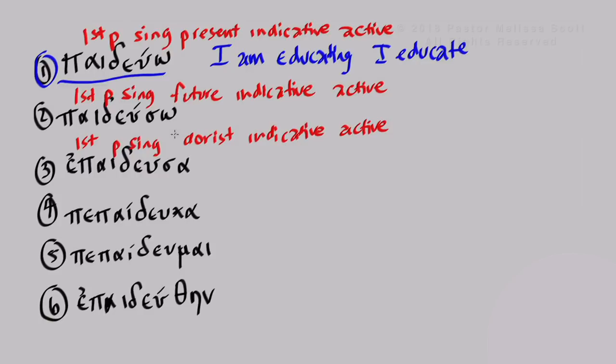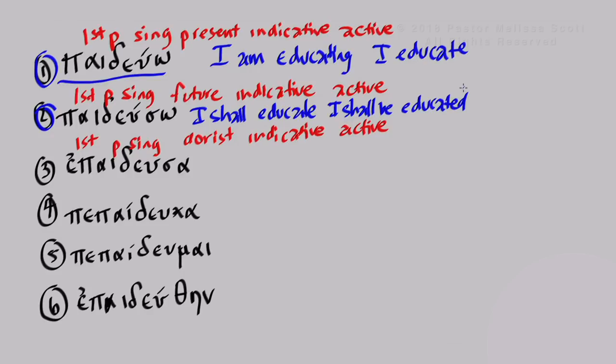All right, second part here, paiduso, which is first person singular, future, indicative, active, which is I shall educate, or I shall be educated. You could even do that, right?